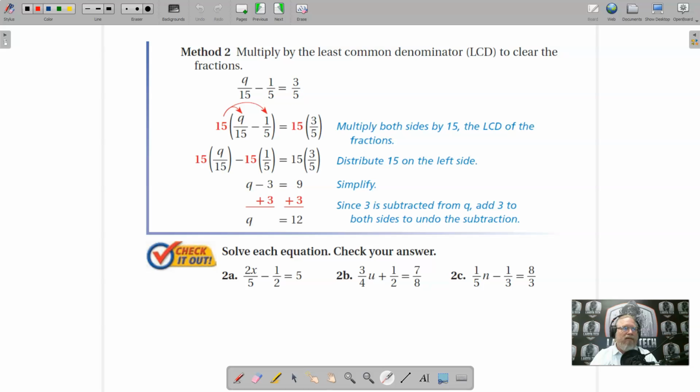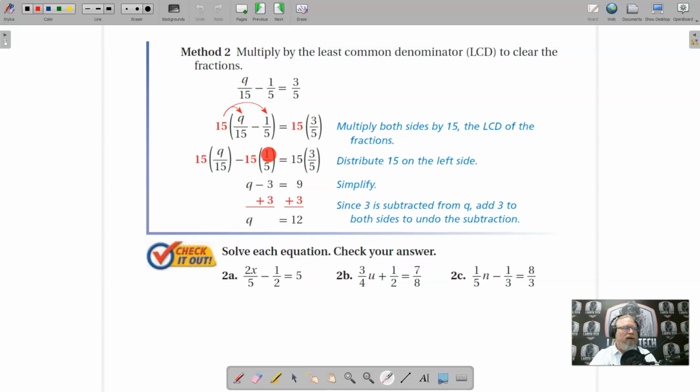And let's go ahead and distribute that 15 into both sides. So 15 times q over 15, and 15 times 1/5, and the minus sign they put out here in front of the 15. And we just bring down this 15 times 3/5 there. Let's go ahead and deal with the 15 times q over 15. Well, that's just going to be q. The 15s would cancel each other, leaving us with q. And then they bring the minus sign down. I would have done this a little differently, but they go ahead and bring the subtraction sign down.